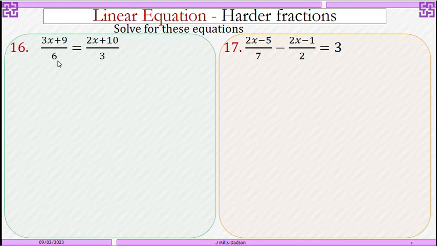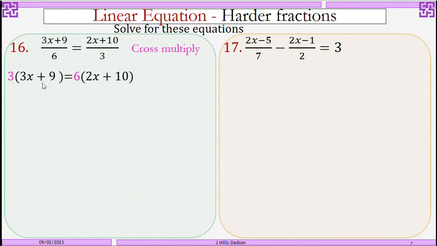(3x + 9)/6 = (2x + 10)/3. So the first thing to do is to cross multiply. Cross multiply means 3 is multiplying 3x plus 9 and 6 is multiplying 2x plus 10. So that's what I've just done.